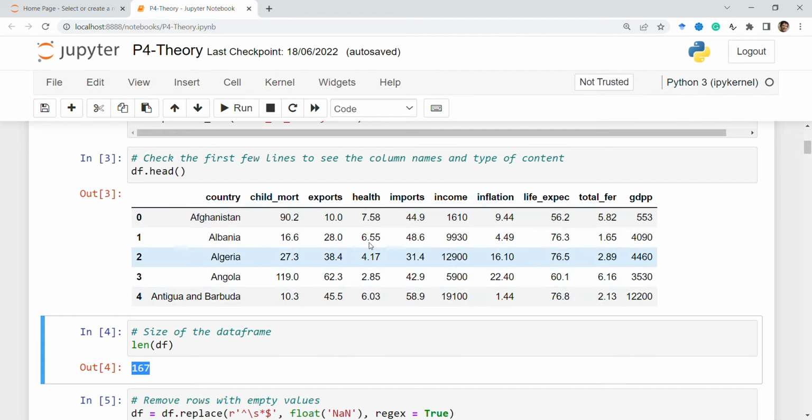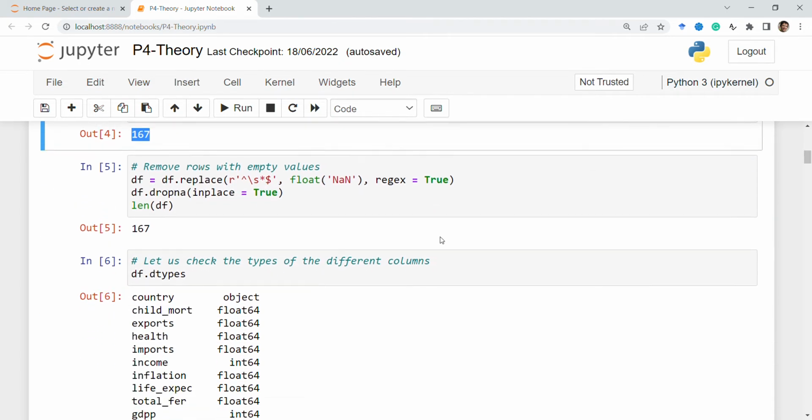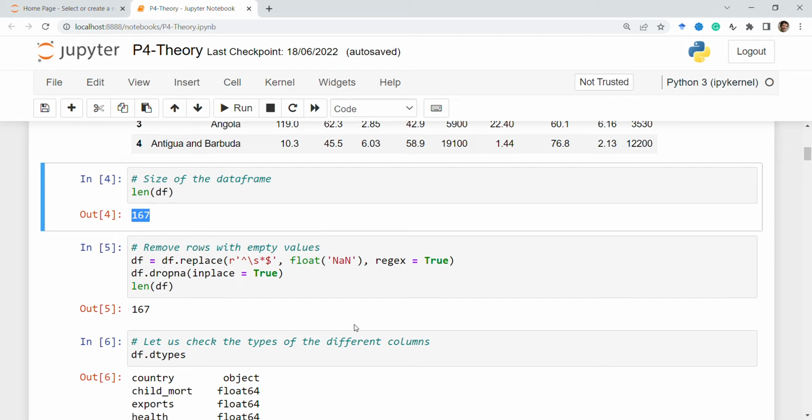Somehow we have some number that encodes how good the health is in that area, and then imports, income is in dollars, so it is the average income per person. Inflation, life expectancy, total fertility, this is the number of children per woman, and then the GDP per person. So we see that for every country we have these numbers, and then we remove the empty values.